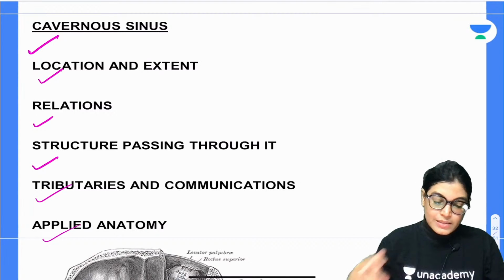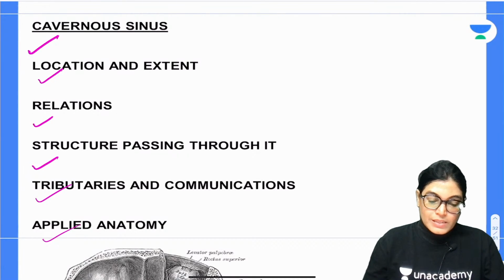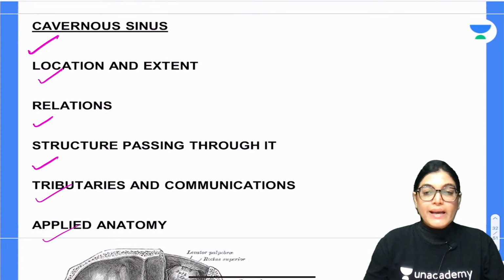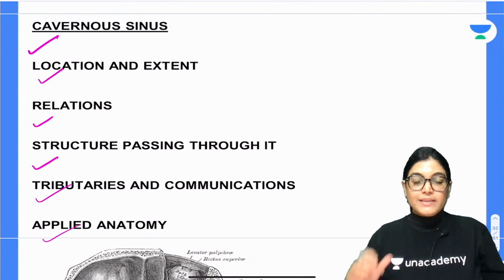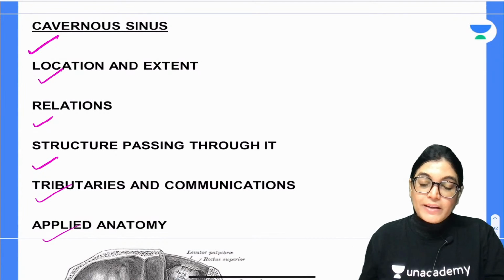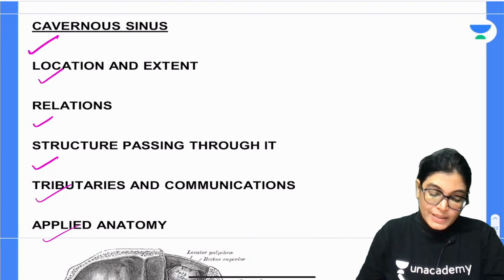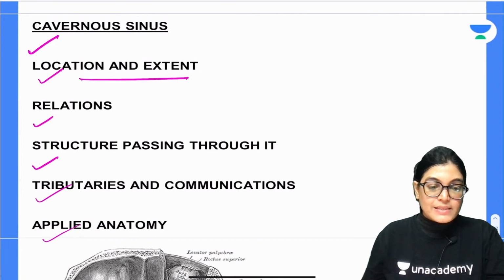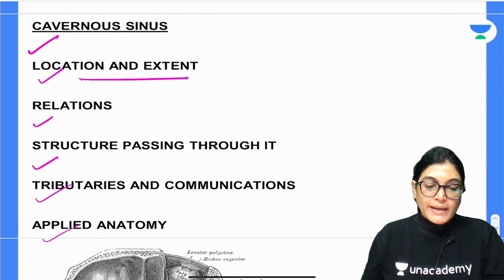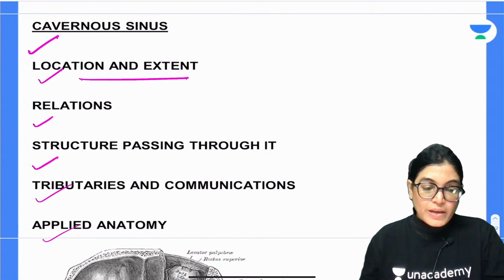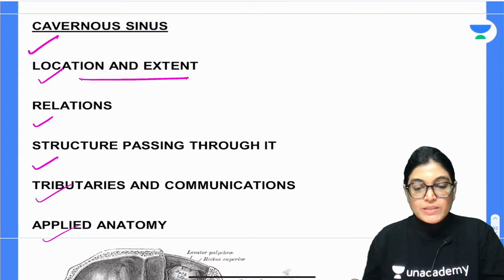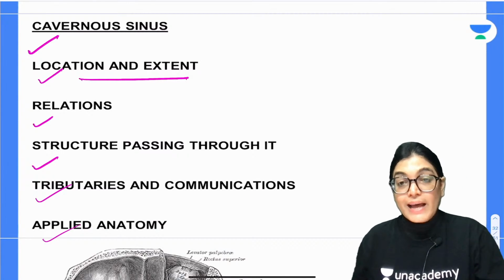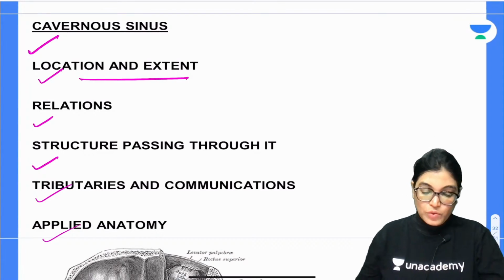So let's discuss it. First, what is the cavernous sinus? The cavernous sinus is one of the dural venous sinuses. It is formed by the splitting of the endosteal and meningeal layers of the dura mater. Its roof, lateral wall and medial wall are formed by the meningeal layer, and the floor is formed by the endosteal layer of the dura mater.